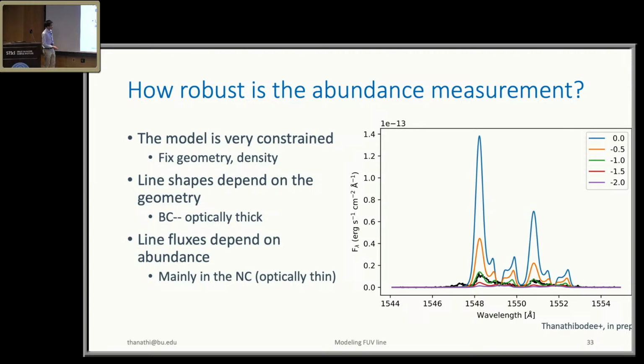And on the right side, I just plot one good-looking star. The black is the observation, green is the best fit, and I fix everything and vary the abundance. And you can see that changing the abundance by half a dex changed the flux by an order of magnitude. So the flux level is what determines the carbon abundance here.